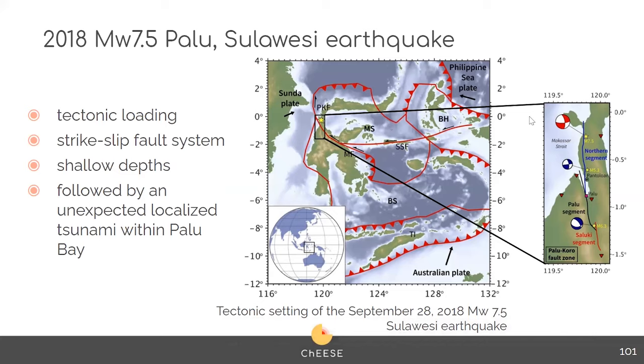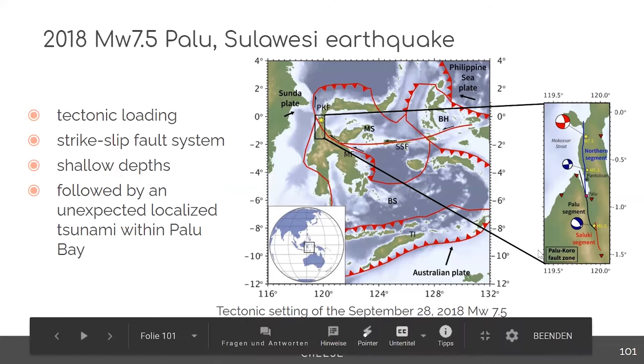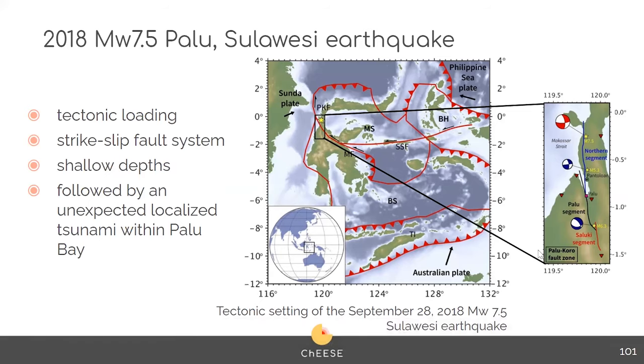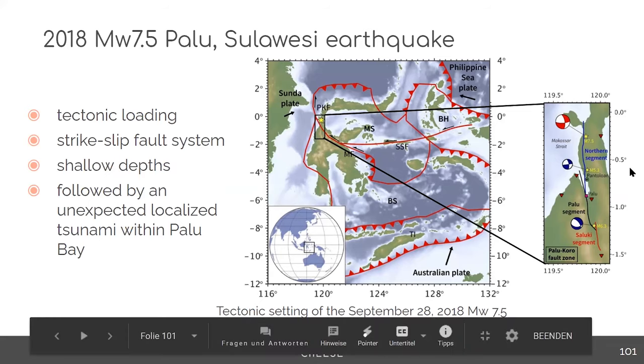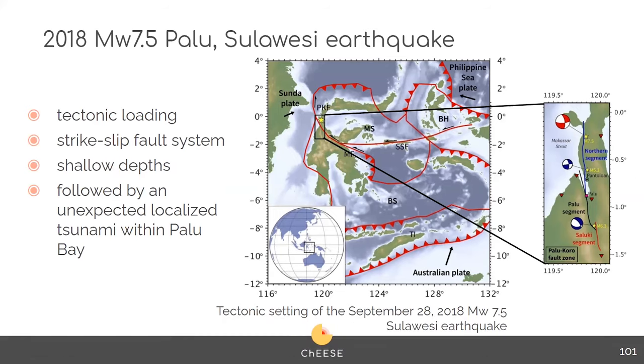Here we have a closer zoom to the fault system. We have a strike slip fault system with very shallow depth where the earthquake occurred. And this earthquake was followed by a huge tsunami, which was very unexpected because normally in strike slip fault systems we would not expect a tsunami, maybe only for subduction zones.